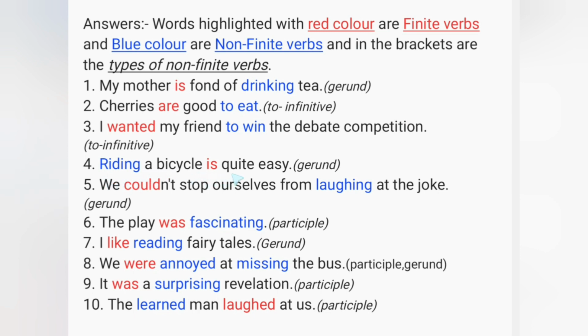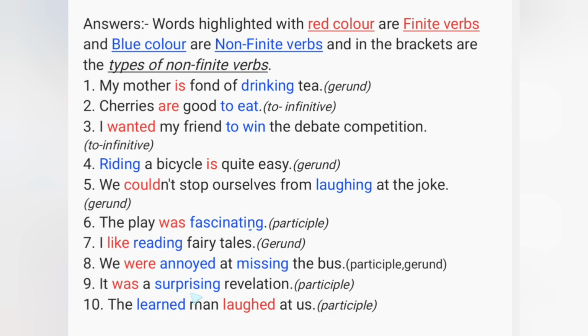Riding a bicycle is quite easy. Here riding is an activity, so it's a verbal noun, gerund. We couldn't stop ourselves from laughing at the joke. Laughing is an activity, gerund, verbal noun. The play was fascinating. Here before fascinating, was is there, so past continuous. Here fascinating is a present participle and was is a finite verb. I like reading fairy tales. Here, like what? Reading, an activity, so this is a gerund. We were annoyed. Annoyed is a past participle, third form of the verb. At missing the bus. Missing is a gerund.